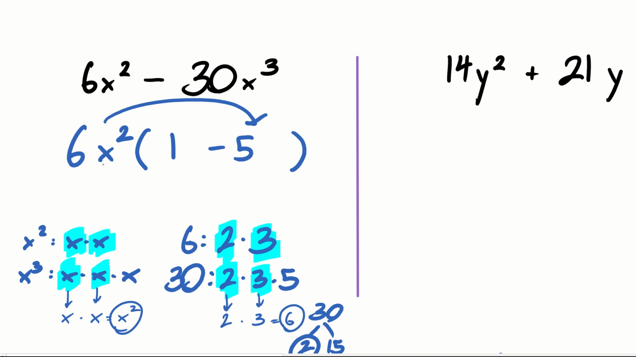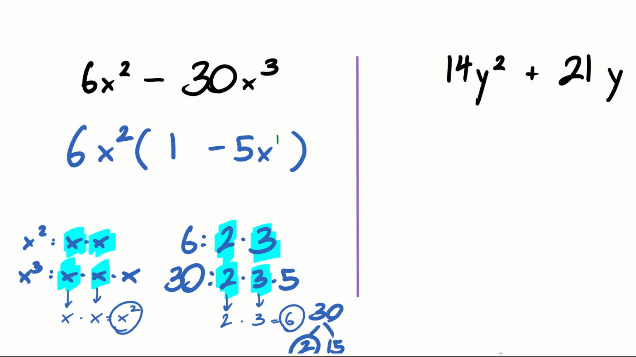X squared times what will get you back to an x cubed? Reverse that product property of exponents. That would just be a single x, wouldn't it? Because isn't that technically x to the first? And x squared times x to the first, 2 plus 1, x to the third. There, we just factored it.